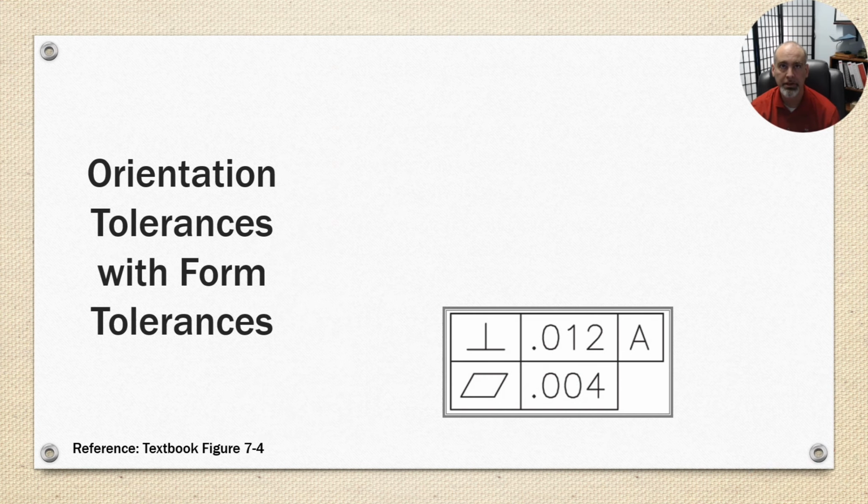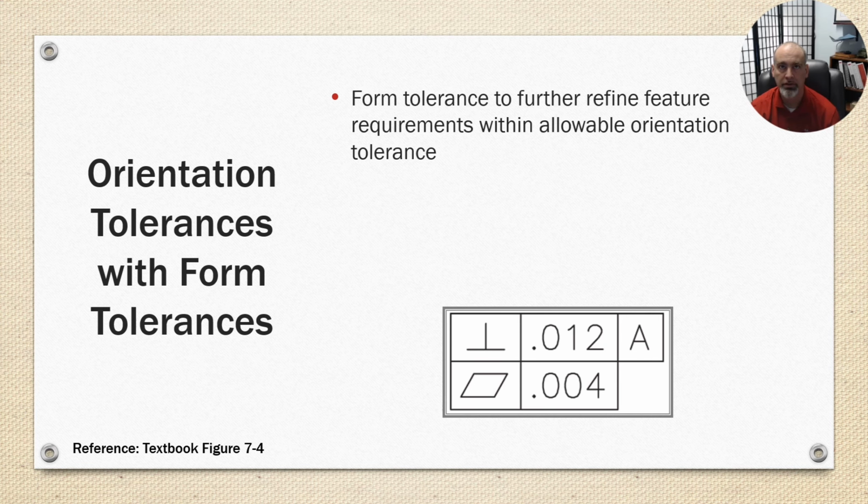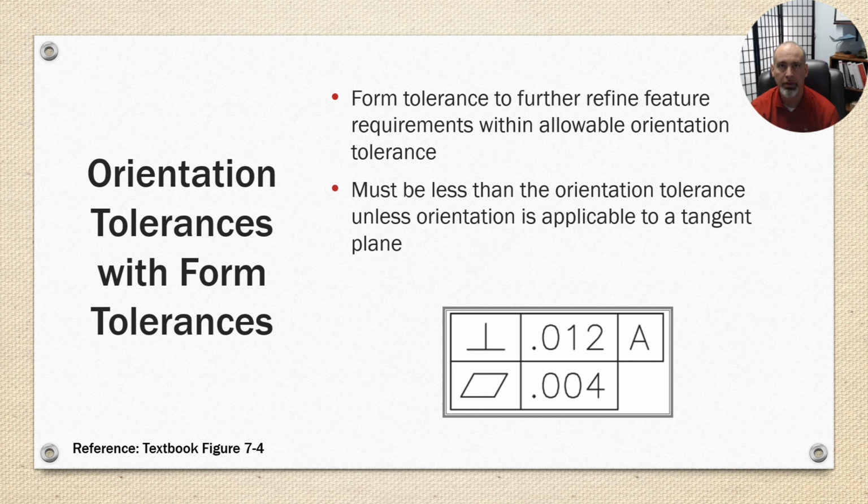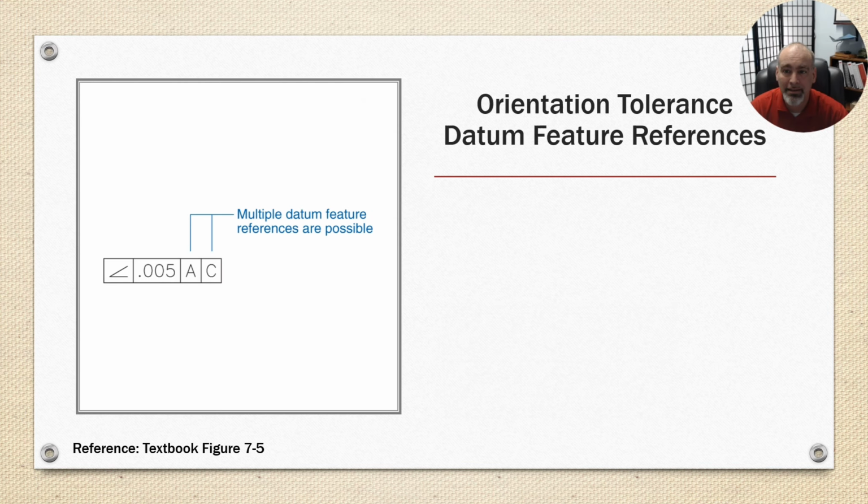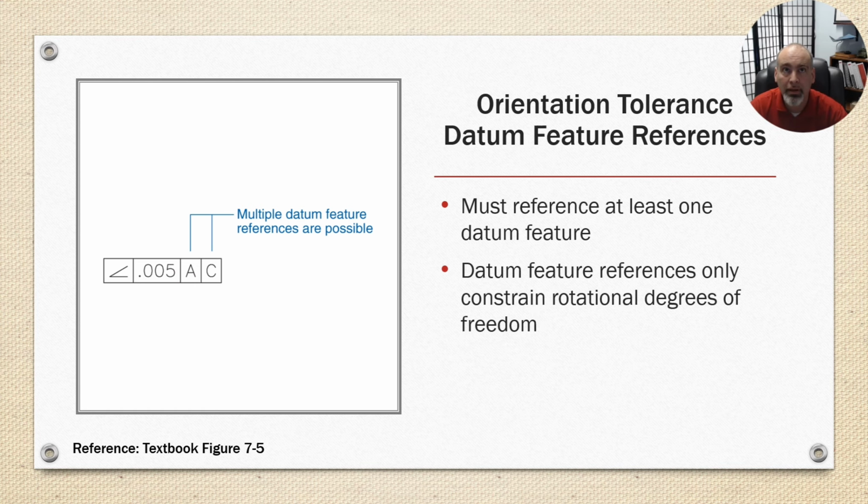Okay, orientation tolerances with form tolerances. The form tolerance further refines feature requirements within the allowable orientation tolerance. And it must be less than the orientation tolerance unless the orientation is applicable to a tangent plane. Okay, the orientation tolerance datum feature references. It must reference at least one datum feature, and the datum feature only constrains rotational degrees of freedom.